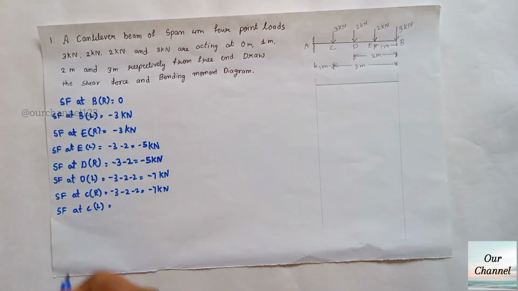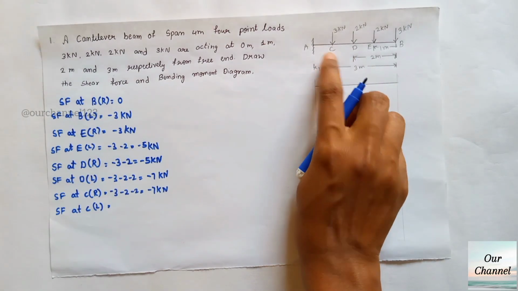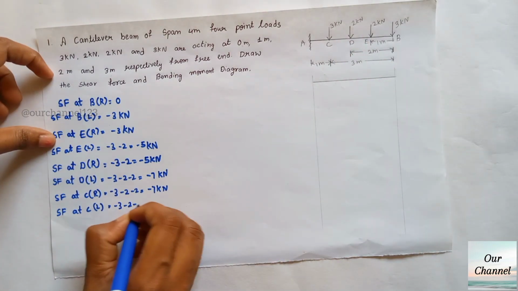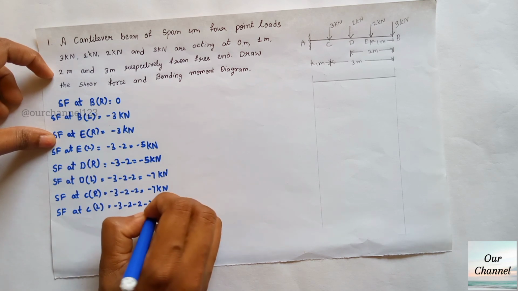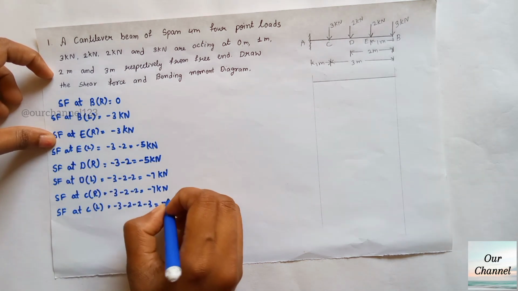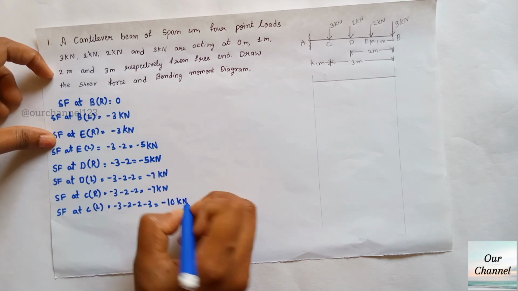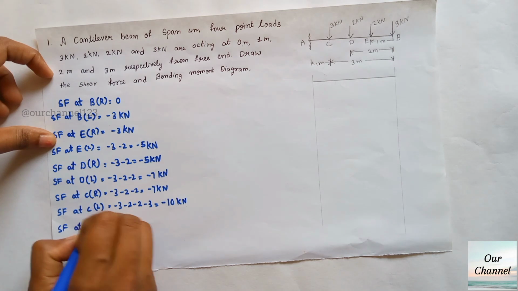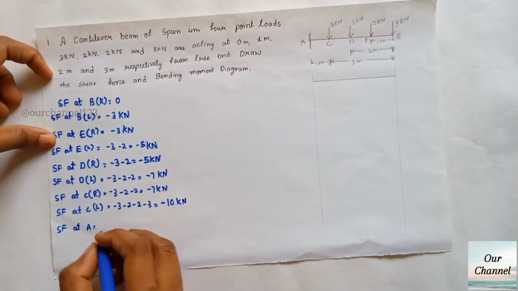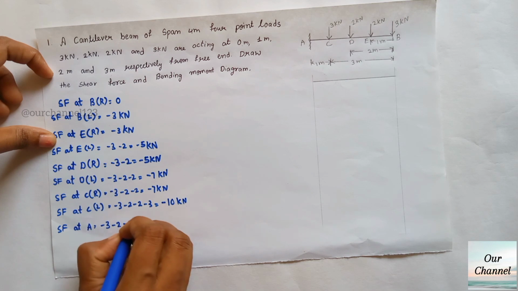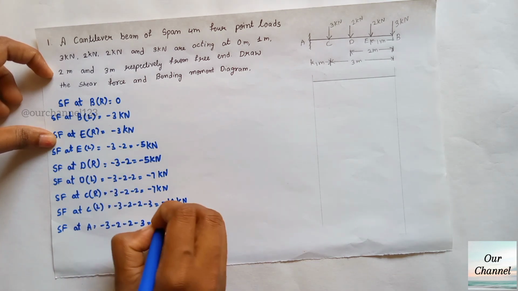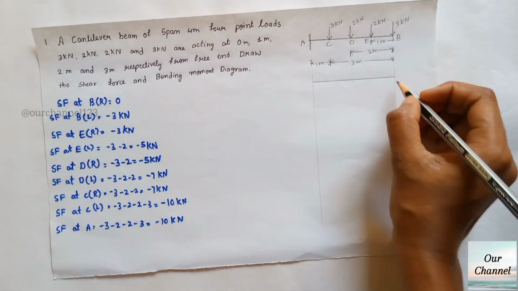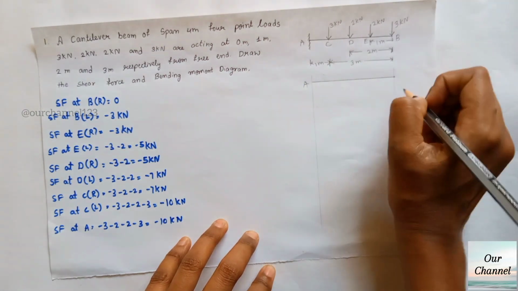Now from the left side of the C, we can see 4 point loads. Minus 3, minus 2, minus 2 and minus 3. We will get minus 10 kilonewton. And finally from the point A, that is the fixed end of A, we can see 4 point loads, minus 3, minus 2, minus 2, minus 3, total minus 10 kilonewton. Let us draw the shear force diagram.